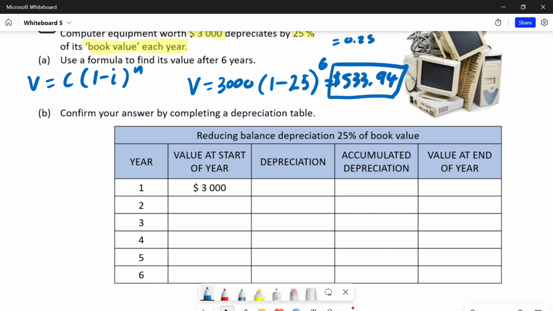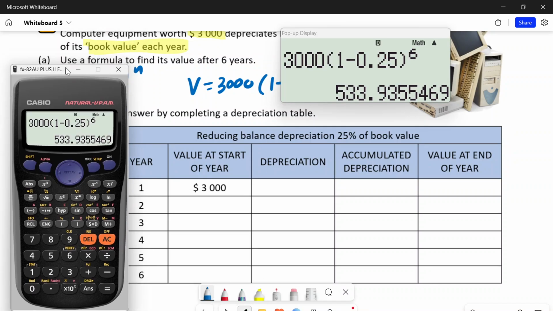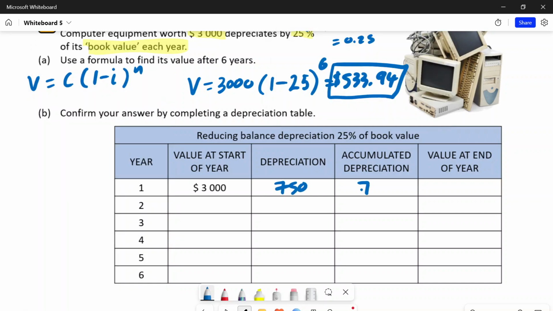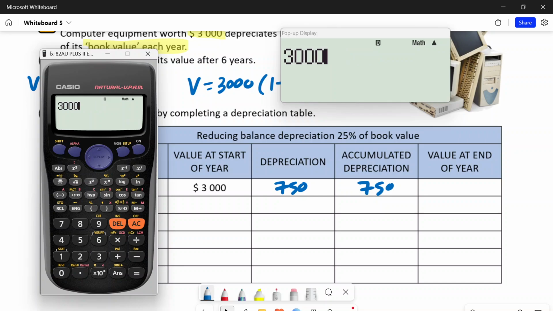I'll start off this table, show you what to do. So to start with, we've got $3,000. And it's going to go down by 25% of this each year. So we'll multiply this by 0.25. So there's going to be $750 of depreciation. So we're going to take that off the $3,000. So $750, the accumulated depreciation is just that at this point. That's all of the depreciation so far. And so when we take this off, 3,000 minus 750, we get 2,250 is the value at the end of the year.